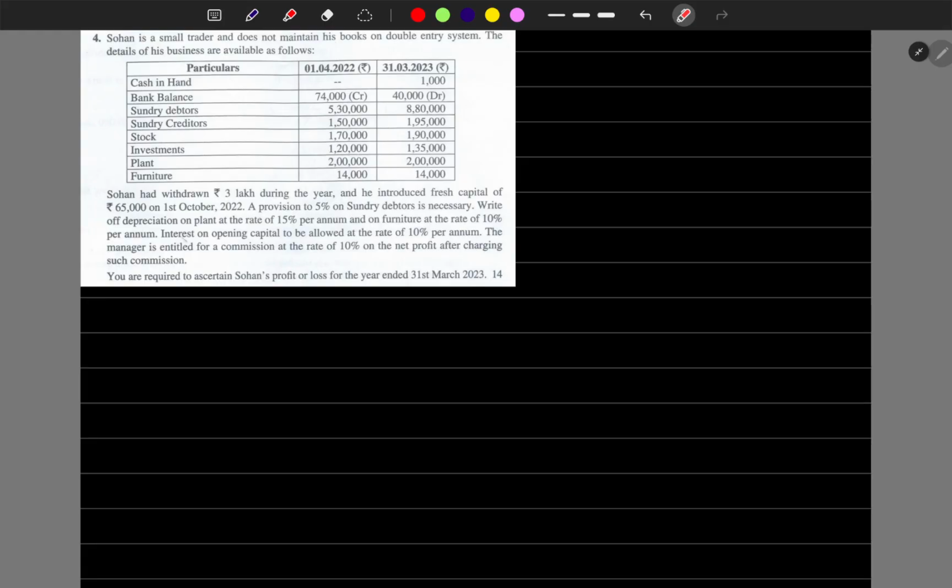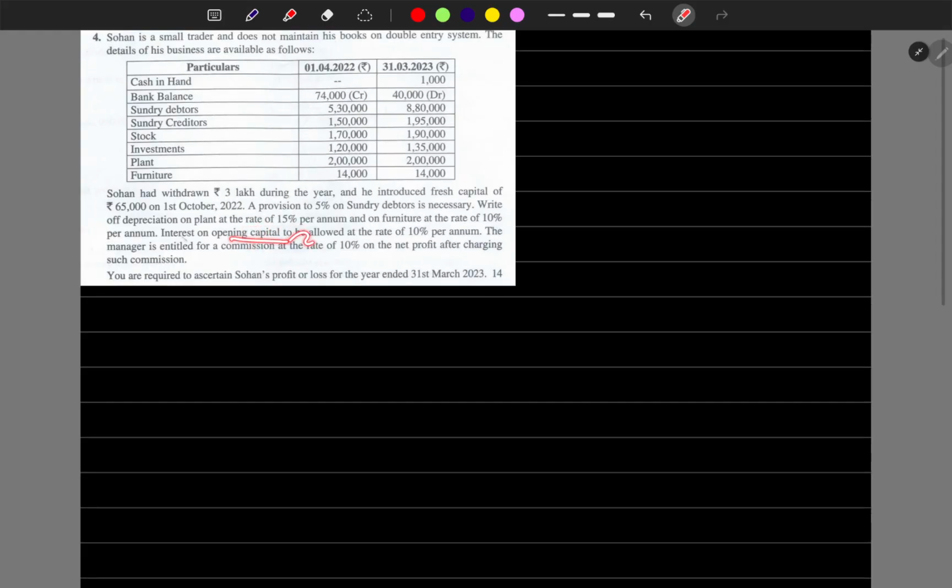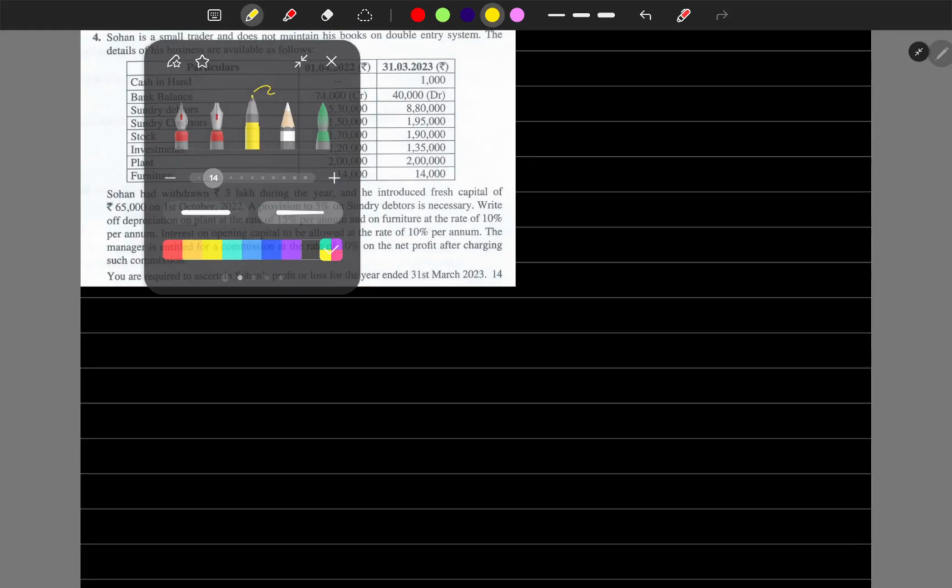Then interest on opening capital is to be allowed at the rate of 10%. The manager is entitled to a commission at the rate of 10% on net profit after charging such commission. They have asked us to ascertain Shogun's profit or loss for the year ended 31st March 2023. What information are we given? We are given the statement of affairs. Let's quickly open the statement of affairs to find out the opening capital.